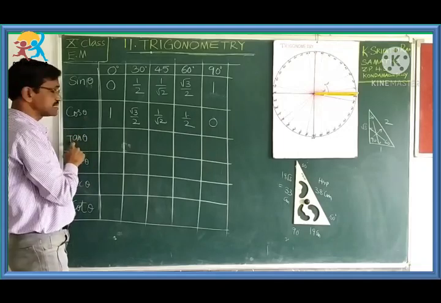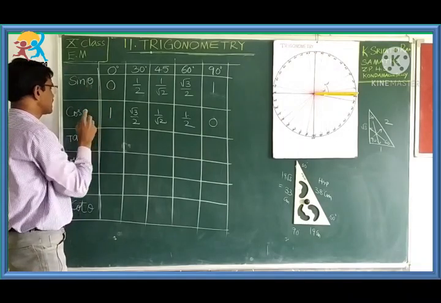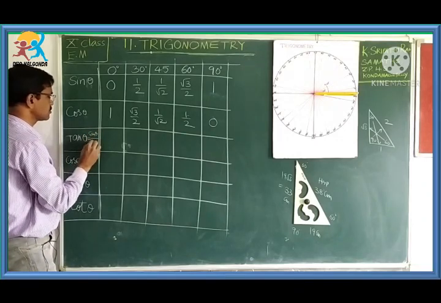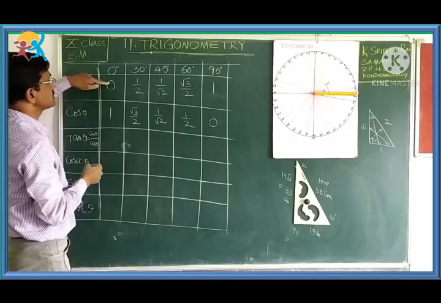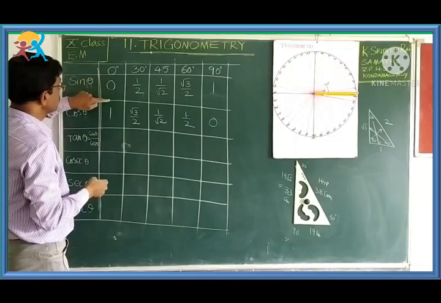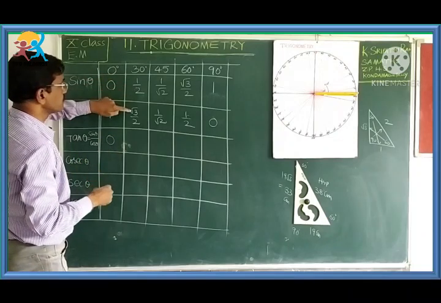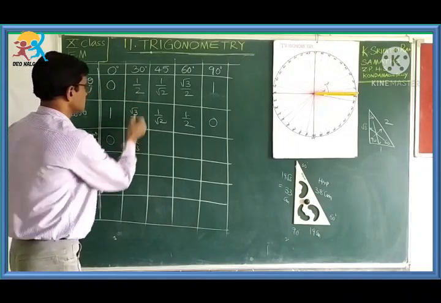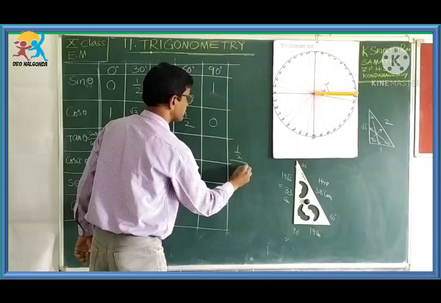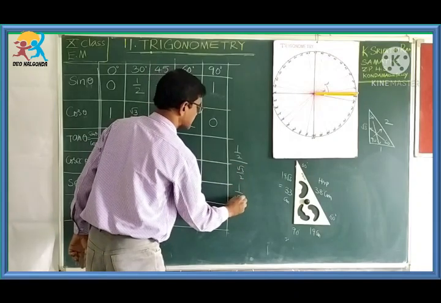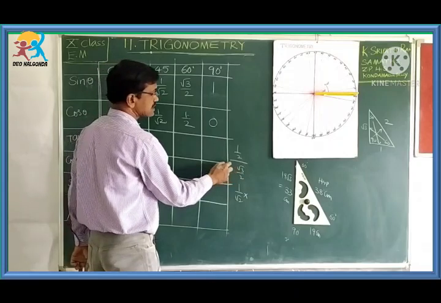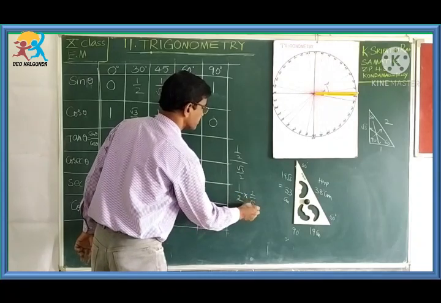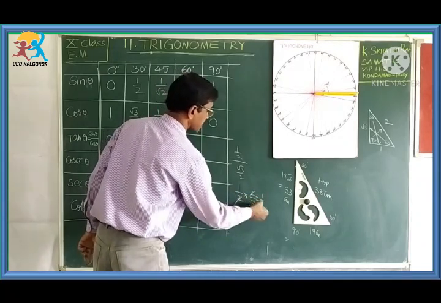Then the tan theta values. Tan theta is sin theta by cos theta, as I have already explained. Therefore, I divide this one by this one and we will get the tan values. 0 by 1 is 0. For 1 by 2 by root 3 by 2, these two 2s get cancelled, giving 1 by root 3. Because with fraction by fraction, write the first fraction as is and multiply with the reciprocal of the second fraction: 1 by 2 into 2 by root 3. The 2s cancel, and we get 1 by root 3.